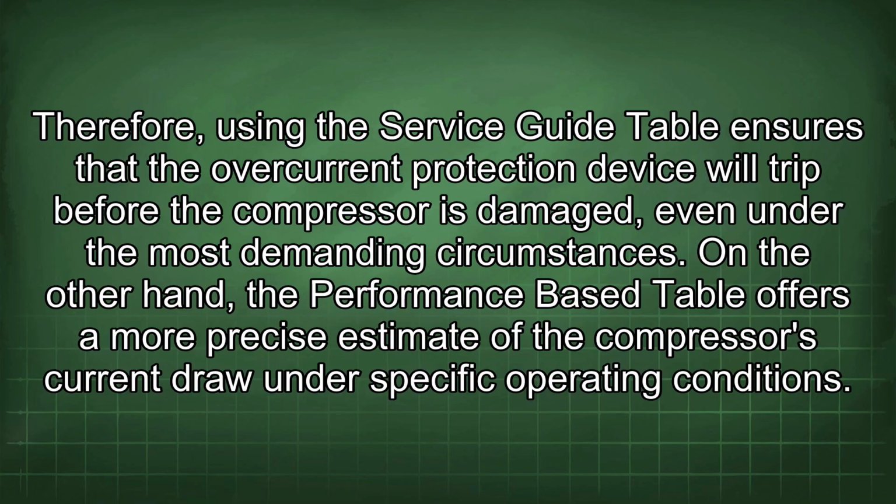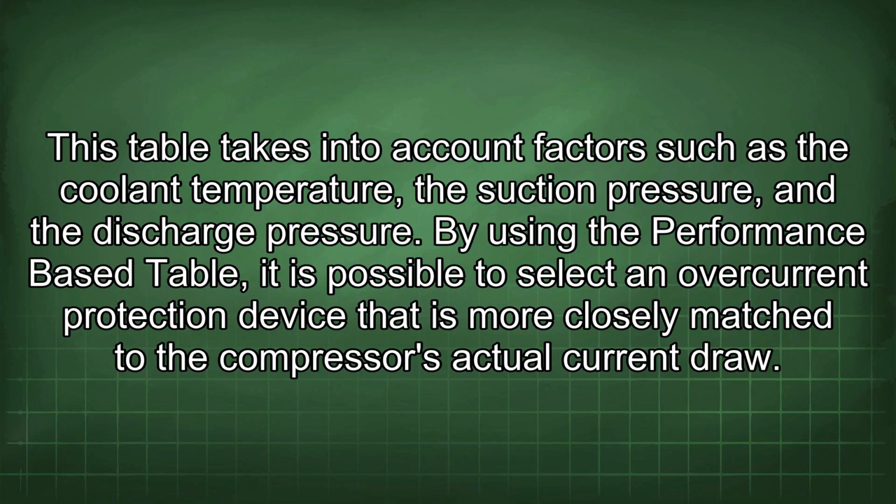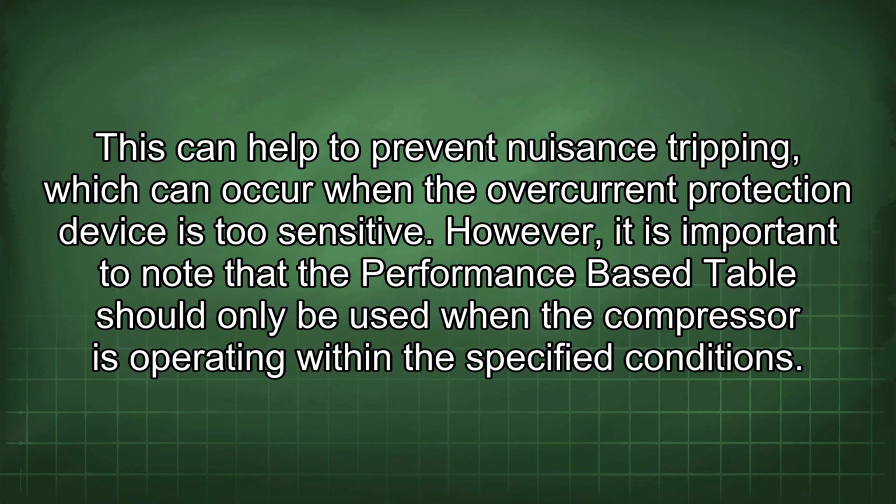On the other hand, the performance-based table offers a more precise estimate of the compressor's current draw under specific operating conditions. This table takes into account factors such as the coolant temperature, the suction pressure, and the discharge pressure. By using the performance-based table, it is possible to select an overcurrent protection device that is more closely matched to the compressor's actual current draw. This can help to prevent nuisance tripping, which can occur when the overcurrent protection device is too sensitive.